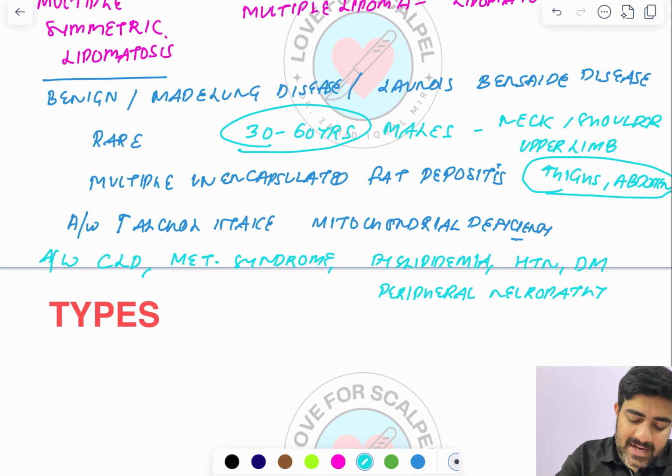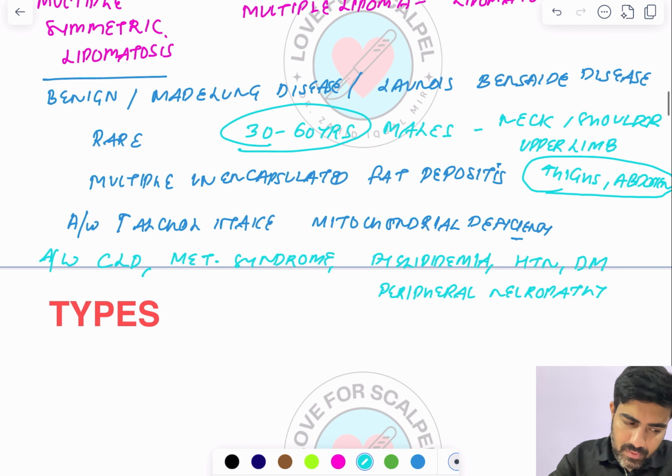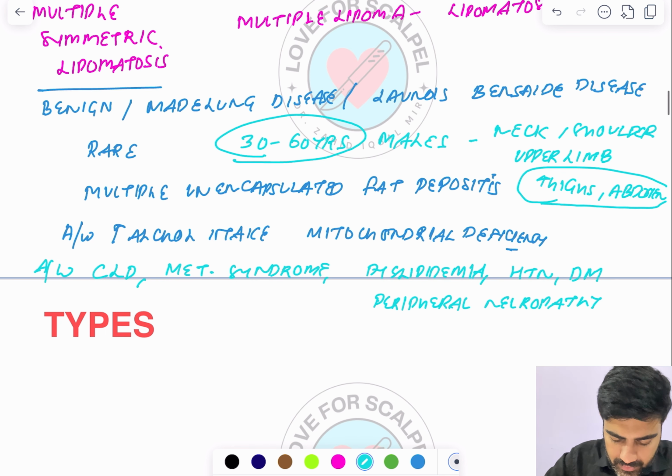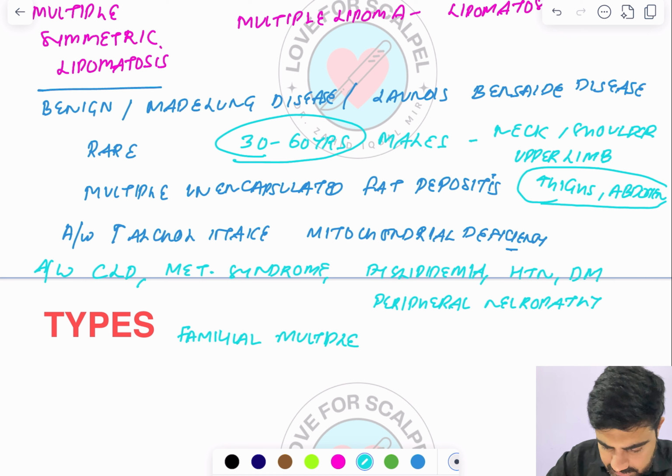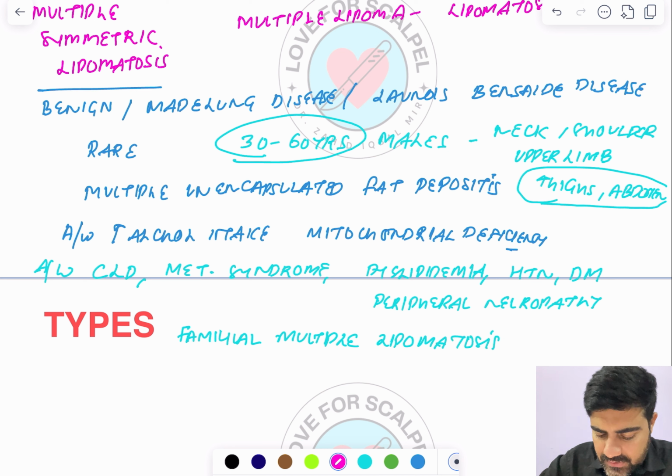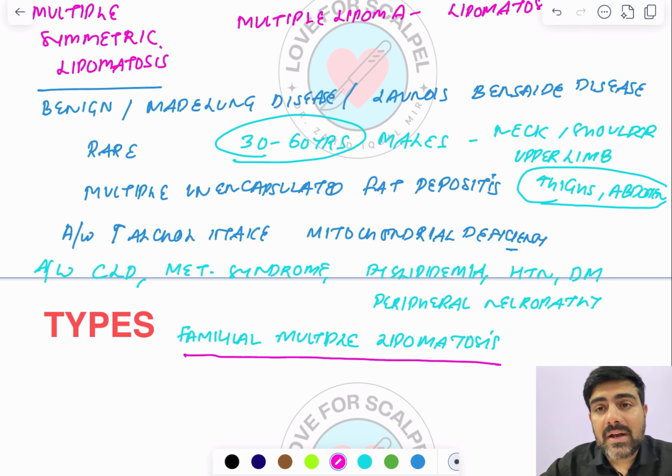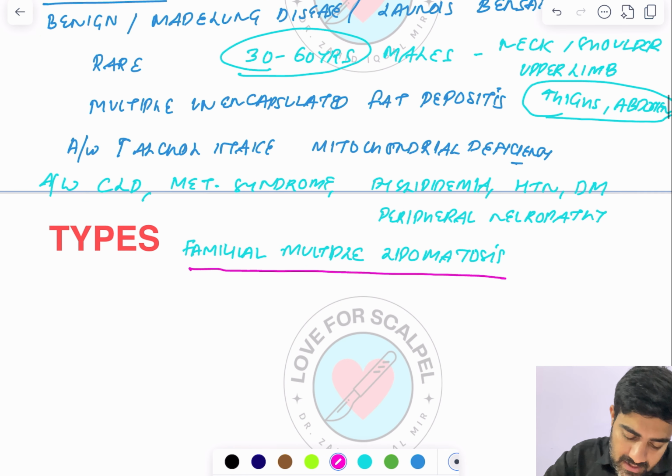After multiple symmetric lipomatosis, we have familial multiple lipomatosis. This is one differential diagnosis of multiple symmetric lipomatosis, and the second differential diagnosis is Dercum disease. Let us discuss familial multiple lipomatosis.